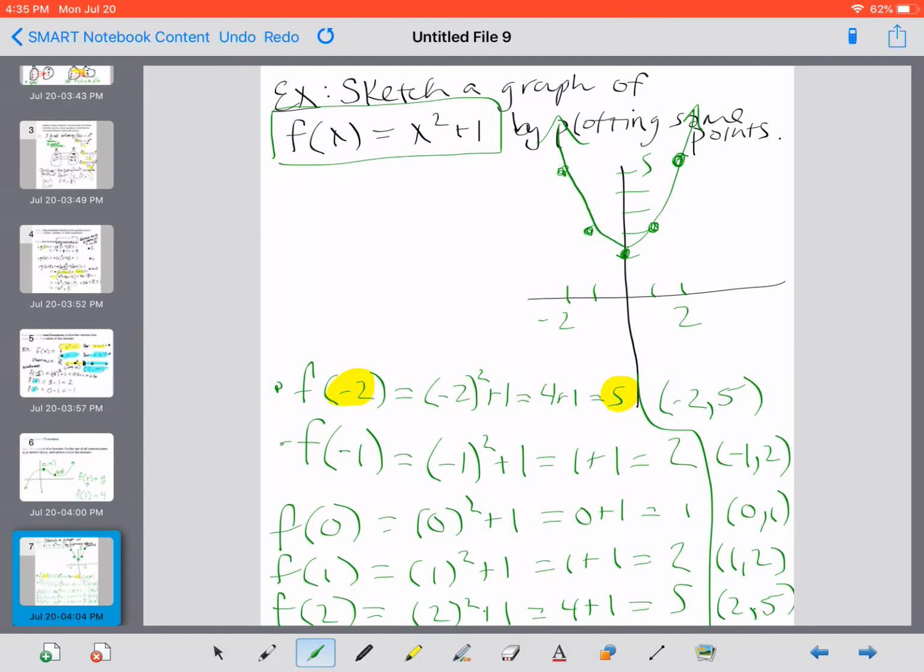All right, now sometimes it's harder than others to know exactly what the graph looks like, but I happen to know that an x squared function is a parabola, so I was able to sketch that in there.